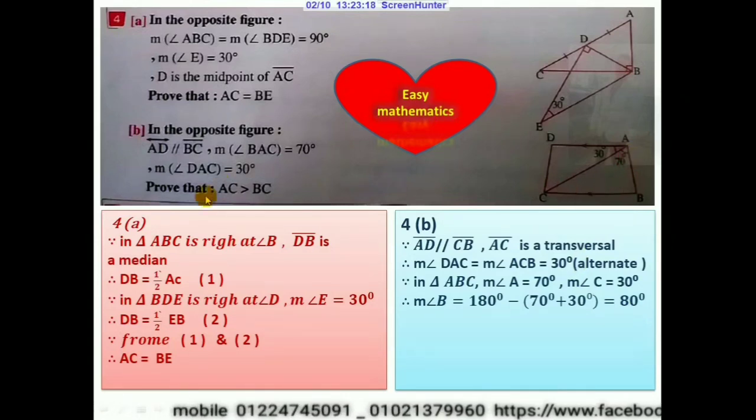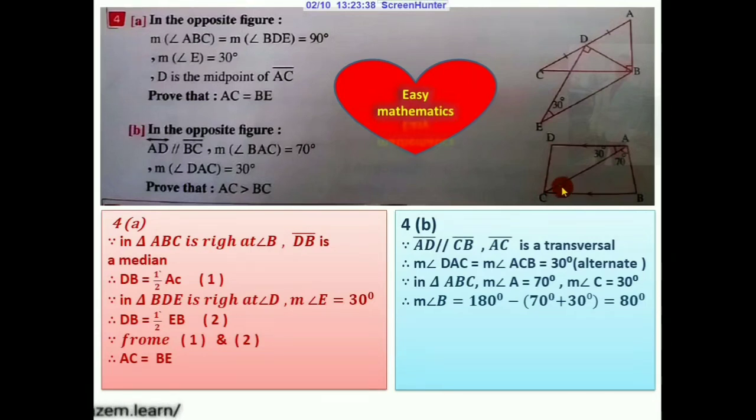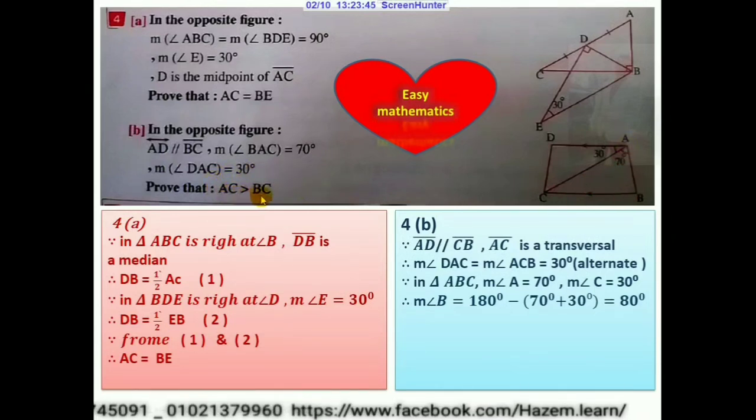So we can prove that because we have here measure of angle B is the greatest angle, equal 80 degrees. So the greatest side is what? Yes, AC. And the second angle here will be measure of angle A equals 70 degrees. So the second side will be CB. And the smallest side here is opposite to measure of angle C, which is 30 degrees. It will be AB. But here he asked me just about AC and BC.